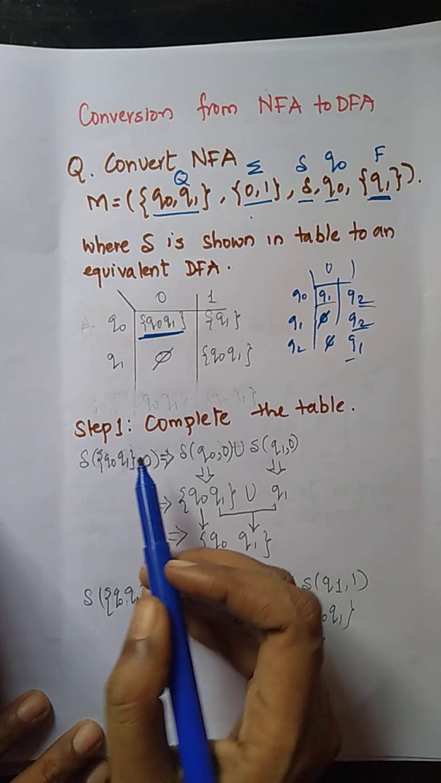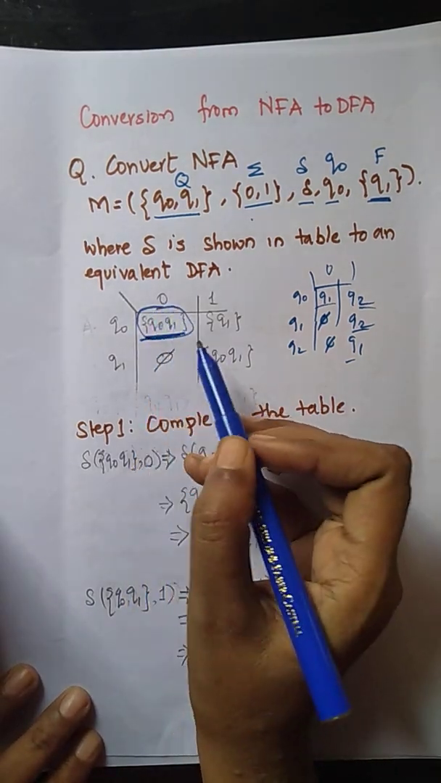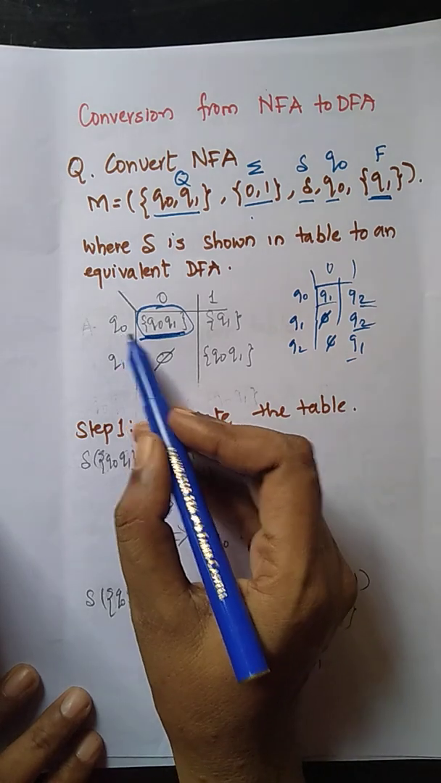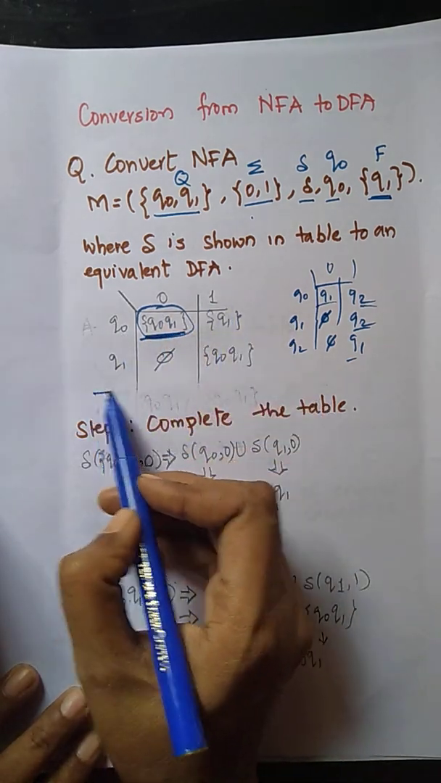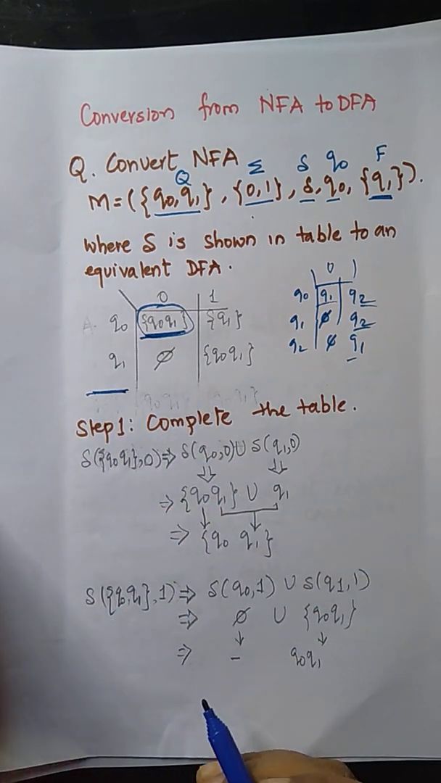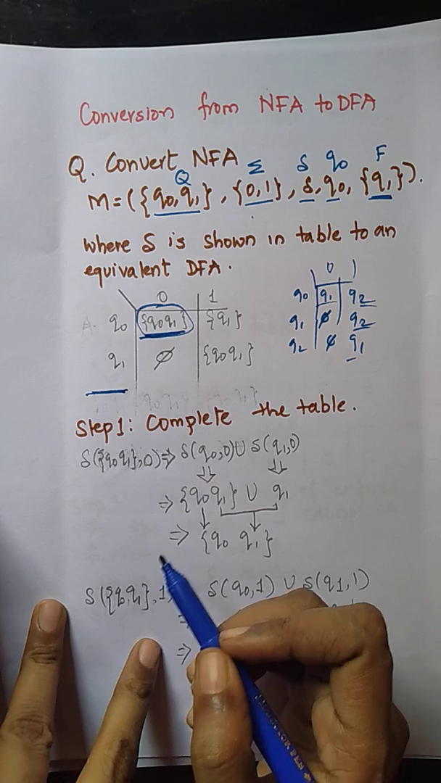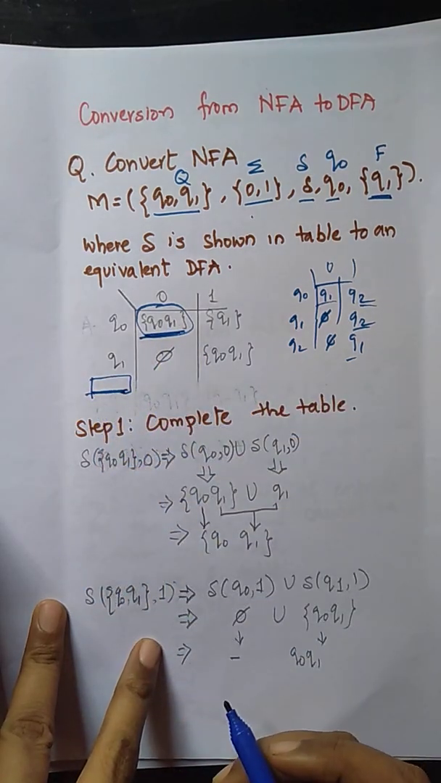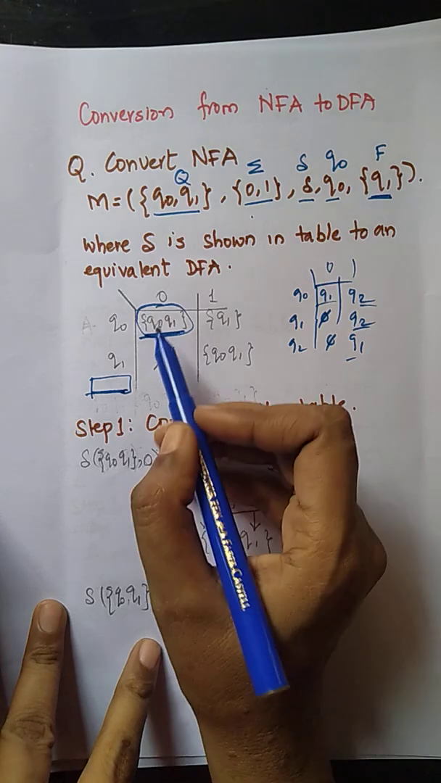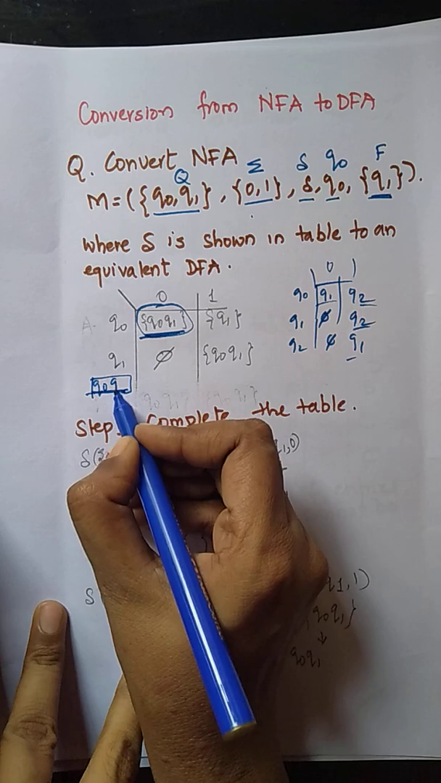Okay, now what is the first step? The first step is whatever is given as a cell, that we have to consider. So Q0 on 0 goes to Q0 and Q1. Q0 or Q1 is given as a state in the question, but {Q0, Q1} is not given as a state in the table. So we are going to take this as a reachable state. We have to consider {Q0, Q1} here.